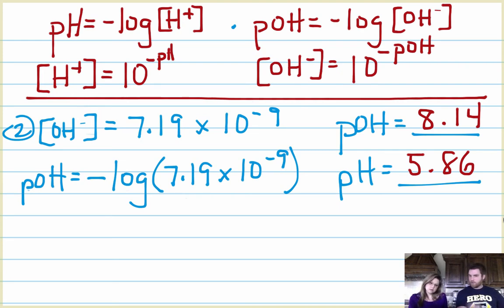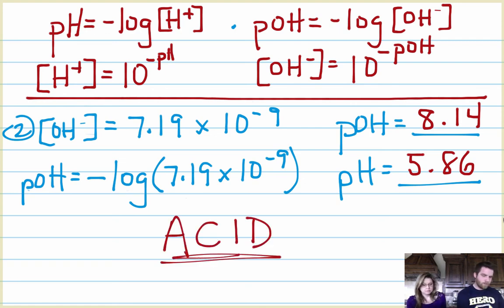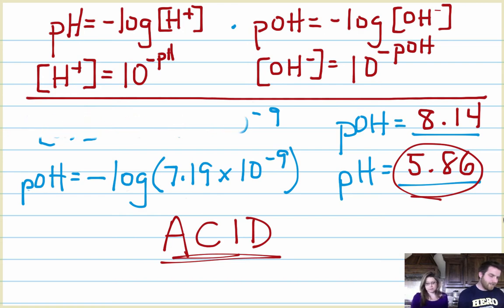Since the pH is below 7, this is an acid, right? And remember, we always look at the pH to find out if it's an acid or a base. You can look at the pOH, but we're used to looking at pH. Easier that way.